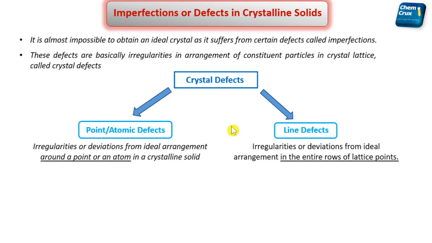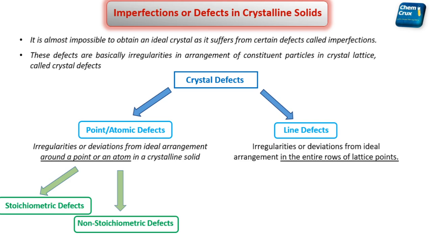Now for the syllabus of 12th, JEE and NEET, only point defect is included. So we will read only point defect in detail. Point defects are further classified into three types: stoichiometric defects, non-stoichiometric defects, and impurity defects. We will read about these defects in detail in the following slides.